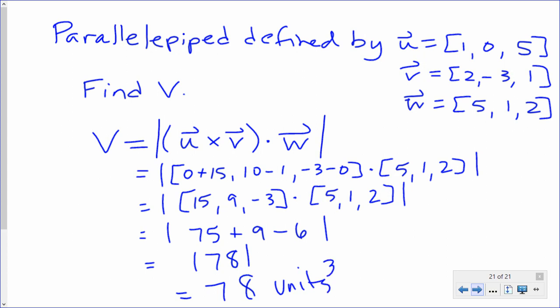So, if you did all that, if you had gotten a negative in there, the bars would have made your volume the correct sign. So that's why we have the bars. So what have you just found? Defined by 3 vectors, you just found the volume of that parallelepiped. So you should be able to do number 10 now of those assignments.